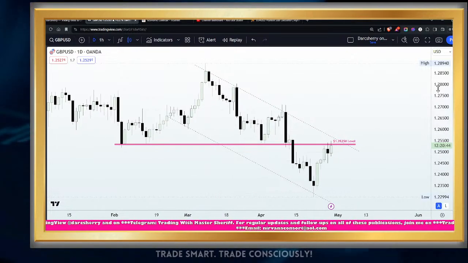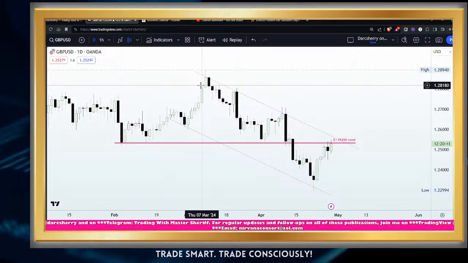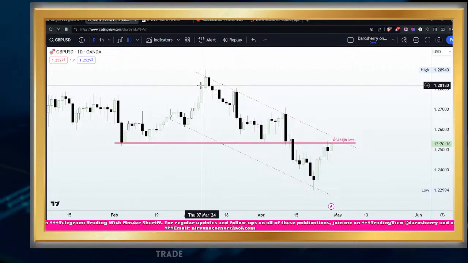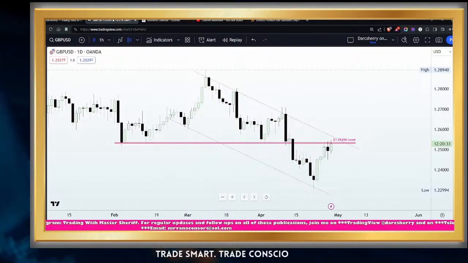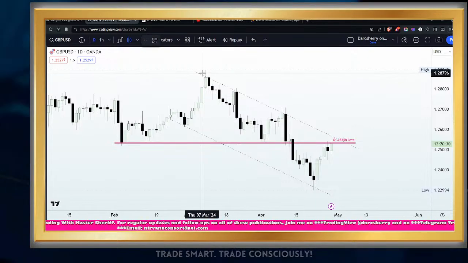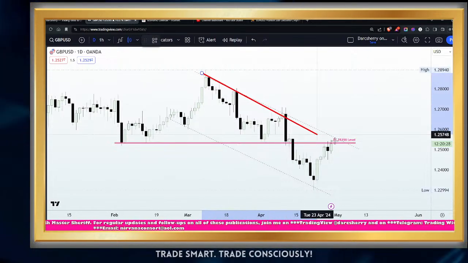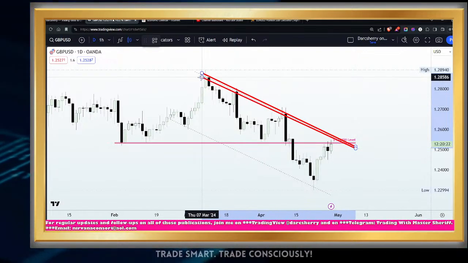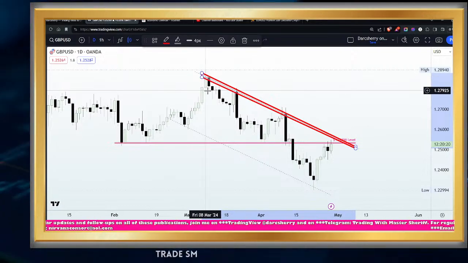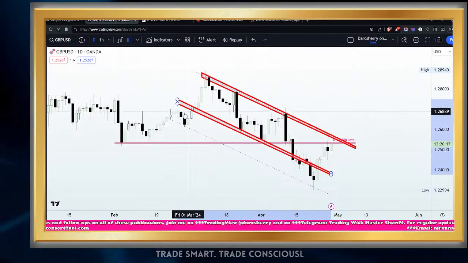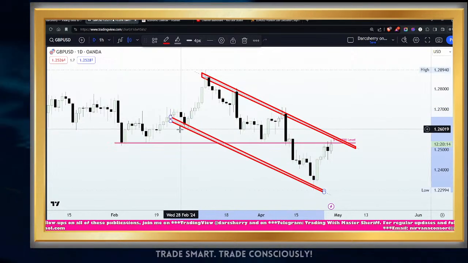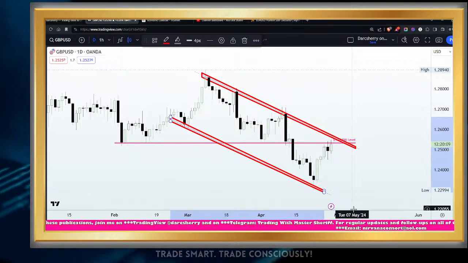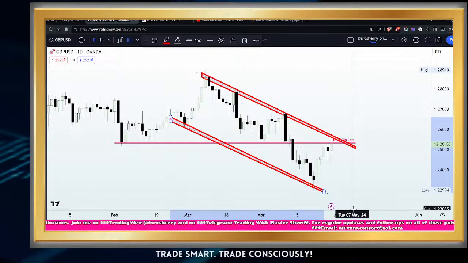The first one here, you will see that in the last 2 months, the market has been gradually and slowly finding lower lows and lower highs, which has resulted in this descending channel you will be seeing on your screen right now. And if we connect the series of lower highs, you will see we have the resistance line of that descending channel. And when we connect the series of lower lows, we have the support line of that descending channel.